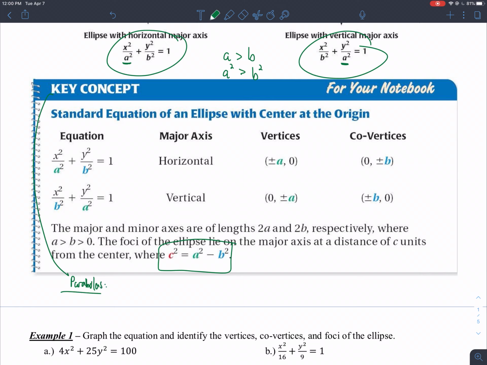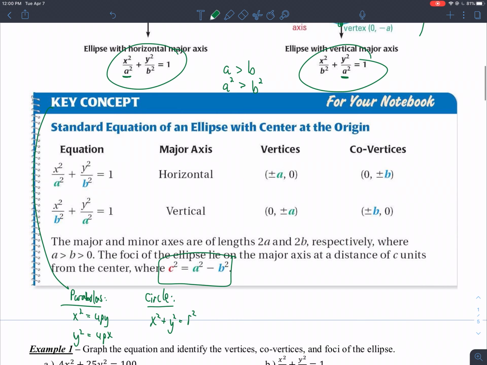For parabolas in this chapter there were 2 of them, x squared equals 4py, or y squared equals 4px. And then the other one we did was for the circle, which is x squared plus y squared equals r squared. Today we add these 2 formulas to our repertoire of formulas. All right, let's leave it at that and jump in and do some examples.